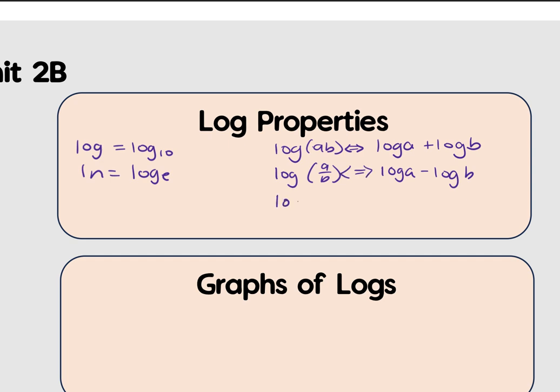And then the third one is the power property. So log of A raised to the B. That B gets bumped to the front: B log of A.